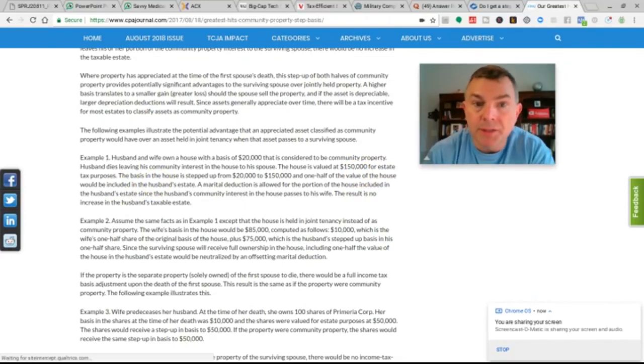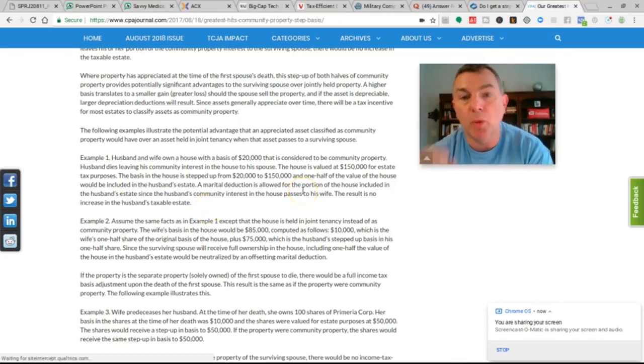A marital deduction is allowed for the portion of the house included in the husband's estate, since the husband's community interest in the house passes to his wife. The result is no increase in the husband's taxable estate because it's completely given to a spouse. Because it's an unlimited marital deduction from one spouse to the other, there's no estate tax due whatsoever.